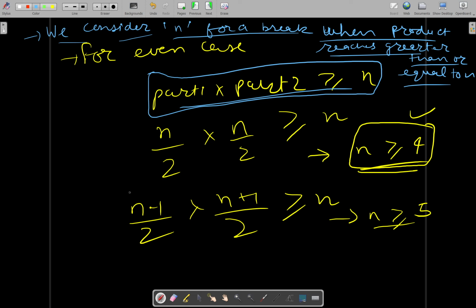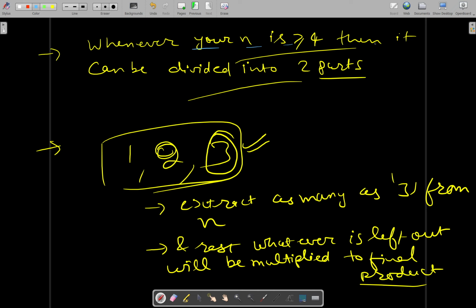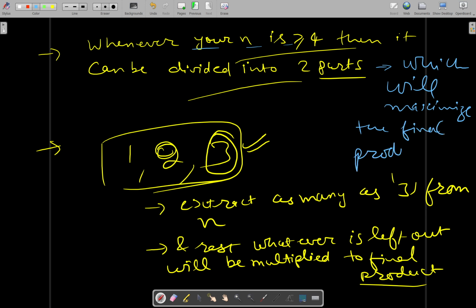After solving these two equations for even and odd, we came to know that whenever n is greater than or equal to 4, we are able to do a break. So whenever your n is greater than or equal to 4, then it can be divided into two parts, which will maximize the final product. Okay, this is the observation.